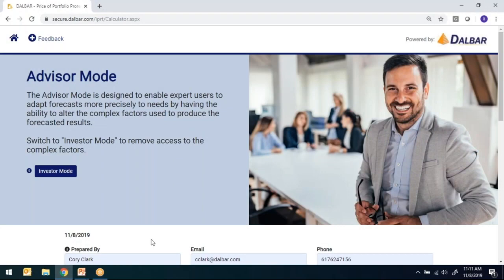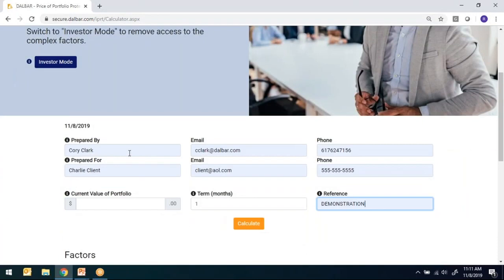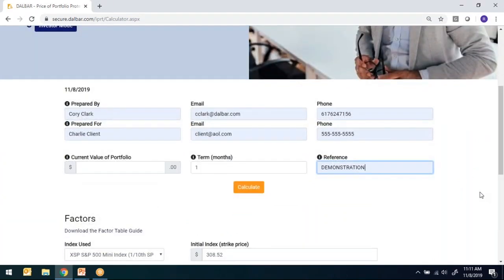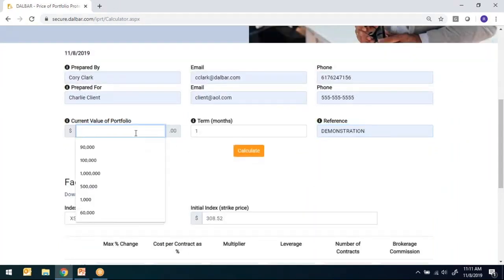So here's the tool. We start off by providing some basic information regarding the person who is preparing this and the person for whom it is prepared. In this case, we have myself as the hypothetical advisor and Charlie Client as the hypothetical investor. In this hypothetical, a client had a $100,000 portfolio and experienced a 10% loss, which has induced the panic, which has brought them to you seeking to liquidate their portfolio. So in this case, we have a $90,000 current portfolio.